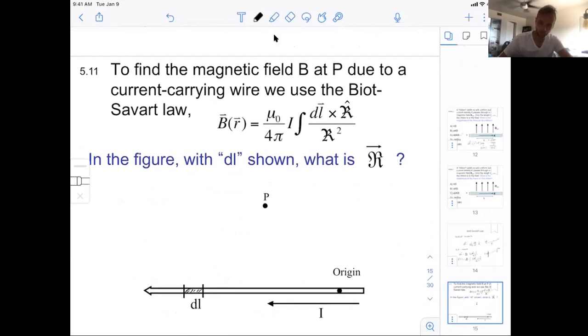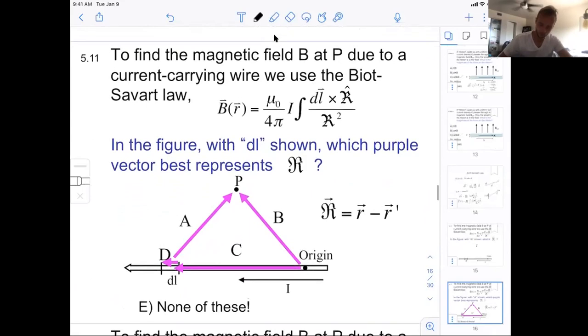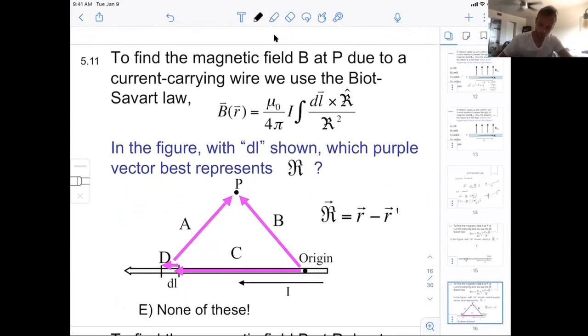So in this figure, we wanted to be able to write out curly R, and I have a few options for you to choose. Okay. So you have A, B, C, D, 4 different vectors, or maybe none of these. Which of these vectors correctly represent the script R vector or direction? Okay.